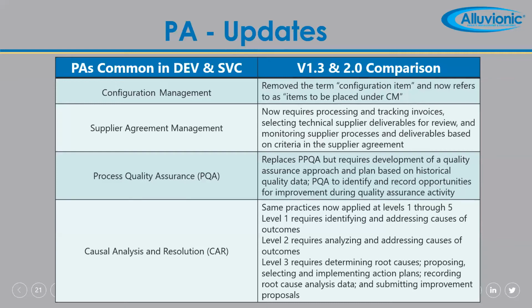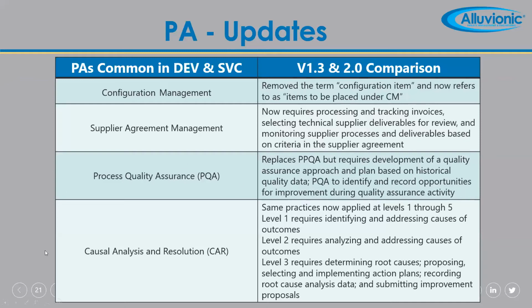And the other thing is that before, the quality assurance audits always identified the issues, but they never had to identify opportunities. And again, we're talking about how we improve the process and how we do a better job of meeting business objectives. So you have to record opportunities for improvement during these quality audits and quality assurance activities.